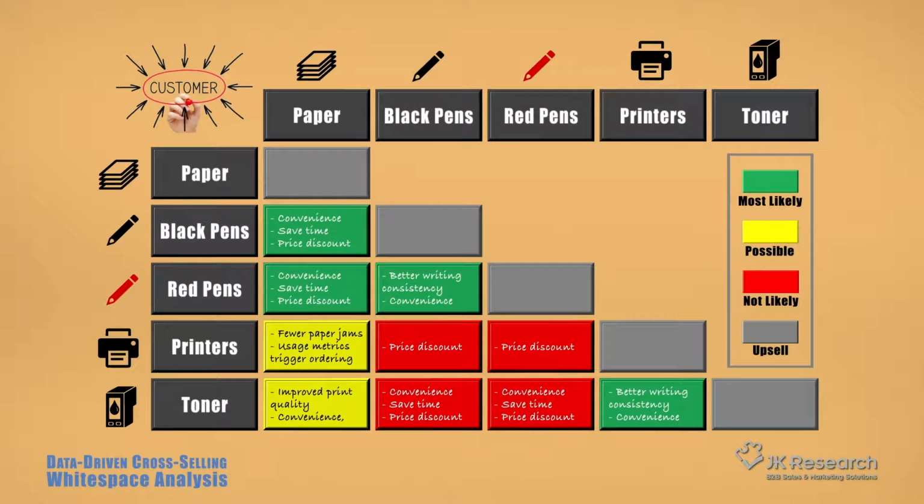He then goes back to his solution synergy map to identify the most likely product combinations, which are colored green. This includes paper and red pen and black pen bundles, and a printer and toner bundle. There are other possibilities, but he's focused on the most likely combinations.